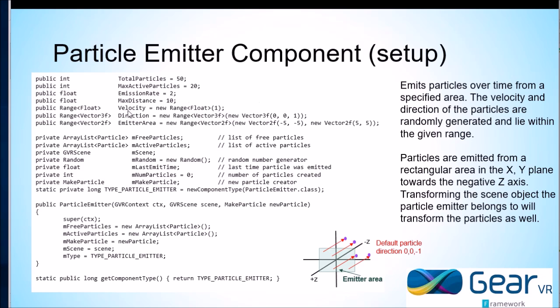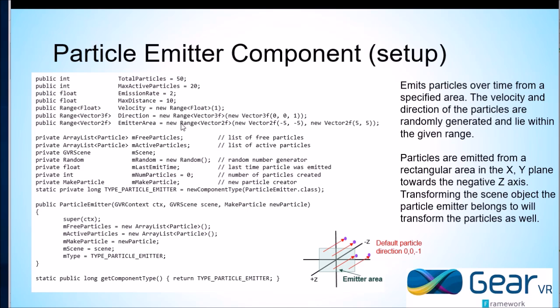And then our velocity and direction are a range, and this little range class is in the sample. I'm not going to go over it. All it does is keep 2 separate objects, a minimum and a maximum. So the velocity will be the range of velocities for the particles, the direction will be the range of directions, and then the emitter area will define what is the range in the XY plane over which particles start. And particles are emitted from the XY plane starting at z equals 0, and they're emitted towards the negative z-axis.